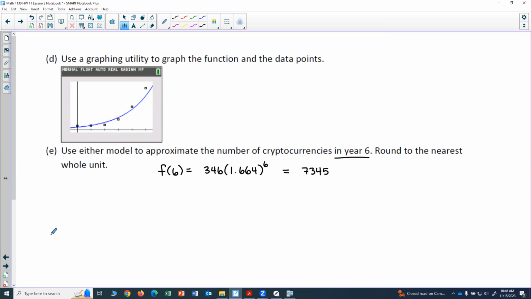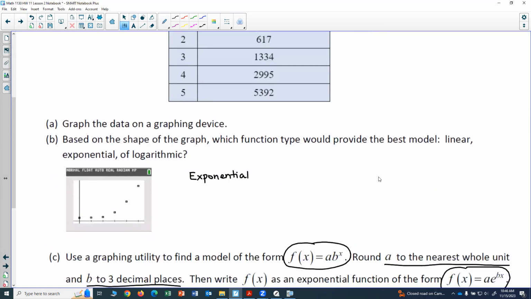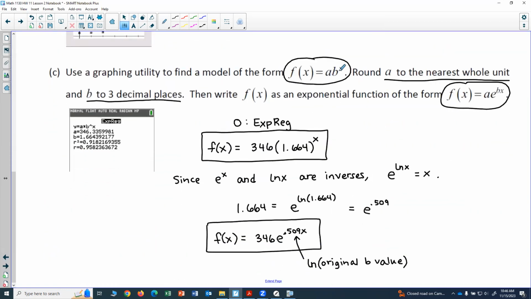So the big takeaway here is make sure that when you are switching from the a times b to the x form to a times e to the bx, the b value of that new exponent will be the natural log of your original b value, your original base. Other than that, it's very similar to all the other regression problems. We're just using the exponential regression, which is number 0 in your stat calculation menu.